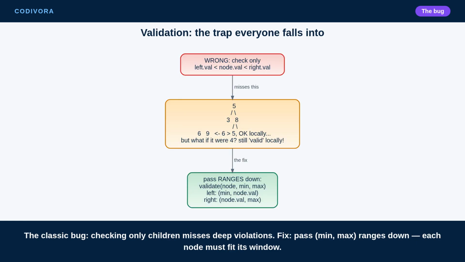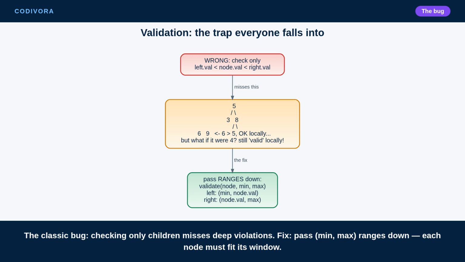Now the trap, and it catches almost everyone once. Validating a BST by checking each node against just its children. That misses deep violations. A node in the right subtree that's greater than its parent, but smaller than its grandparent. Locally fine, globally broken. The fix is to pass ranges down.